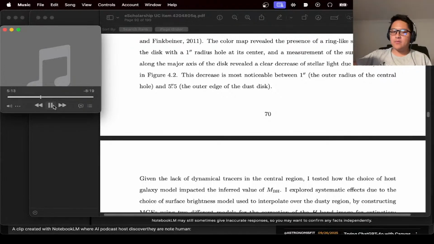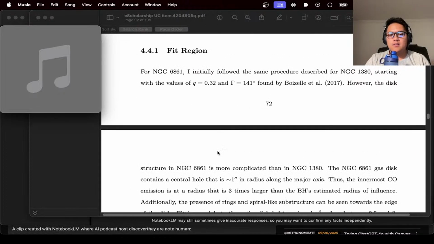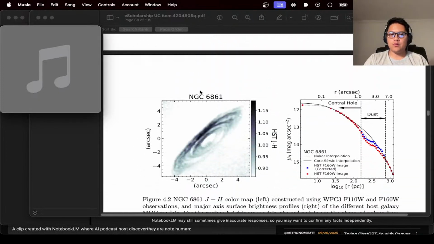On to galaxy number 2, NGC 6861. And this one is apparently playing a cosmic game of hide and seek. Tell me more. NGC 6861, a master of disguise. This galaxy is shrouded in a thick veil of dust, especially in the central region where the black hole resides. It's like trying to study a beacon in a dense fog.